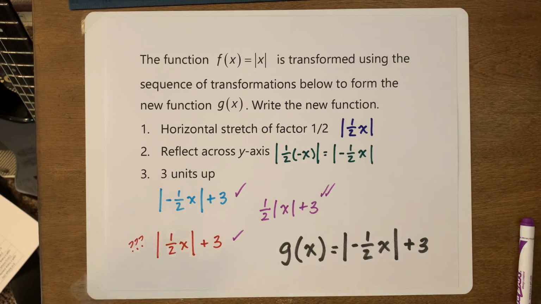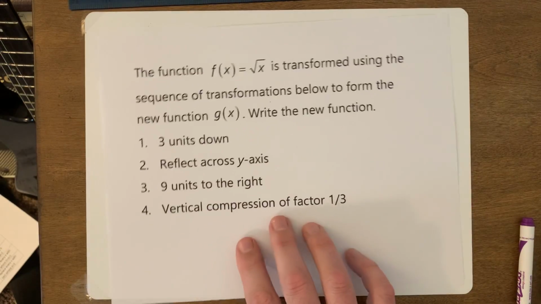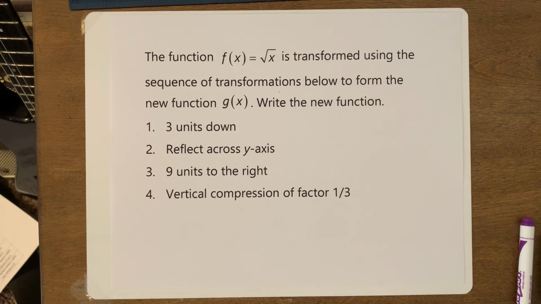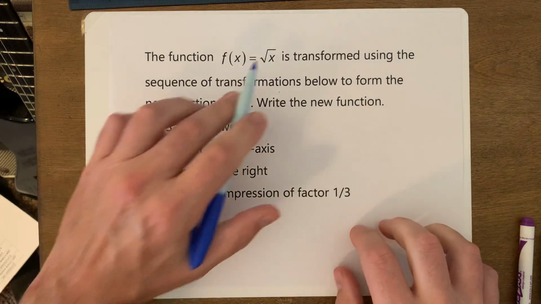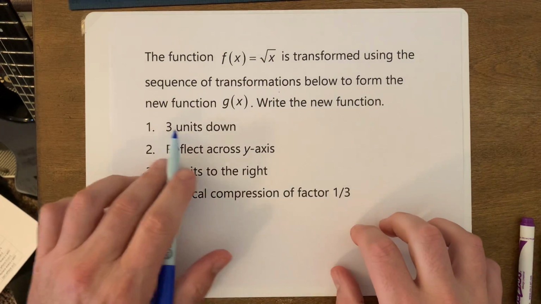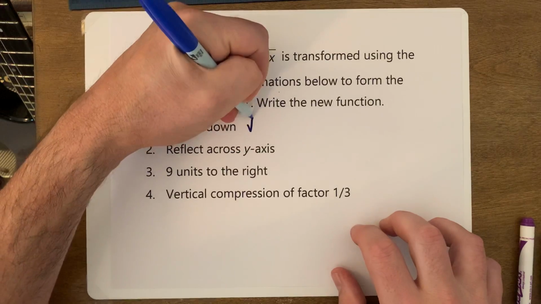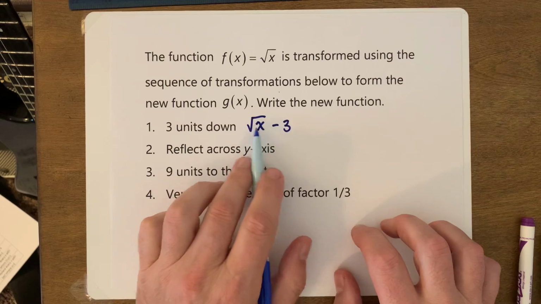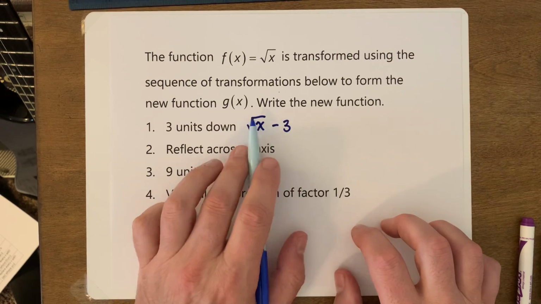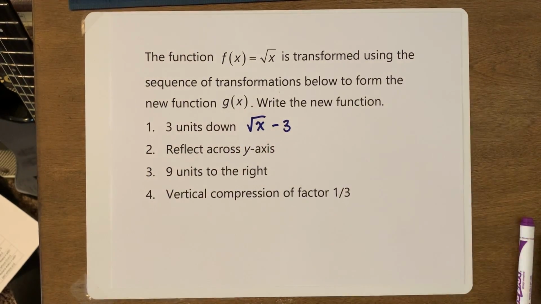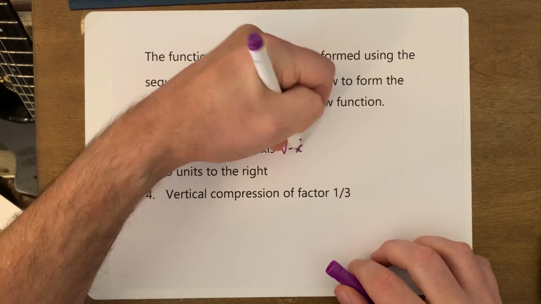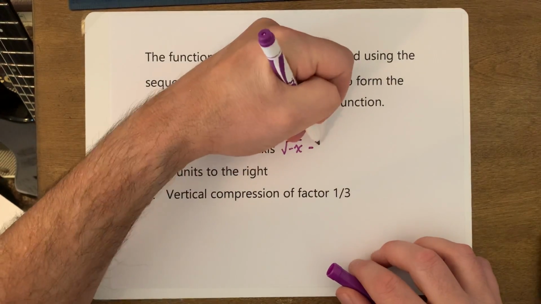All right, so now let's step things up a little bit. Okay, so now we're going to go ahead and put 4 things on there. So I've got to be real careful now. Okay, so we have square root function, 3 units down. So square root of x, minus 3 at the end. Definitely don't want to put it underneath the square root. So square root of x minus 3 at the end. Okay, reflect across the y-axis. All right, so take each x, replace it with negative x. Still minus 3 at the end.